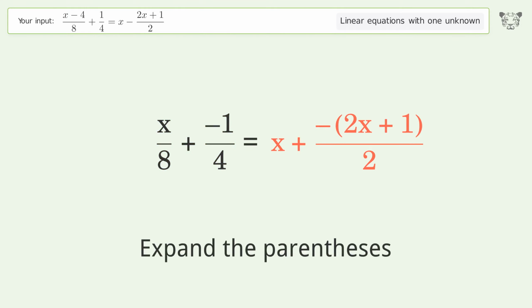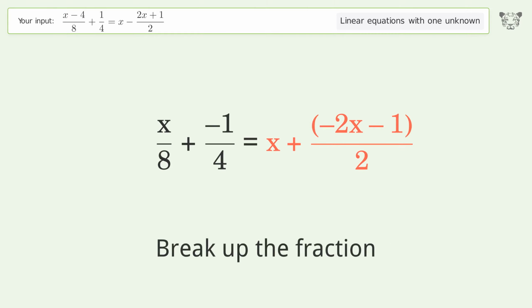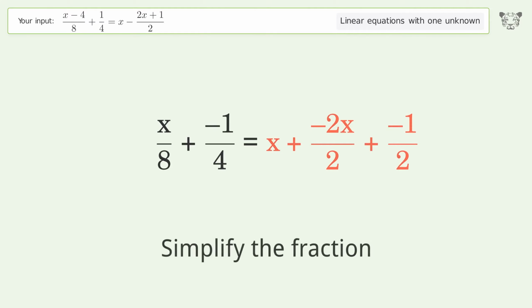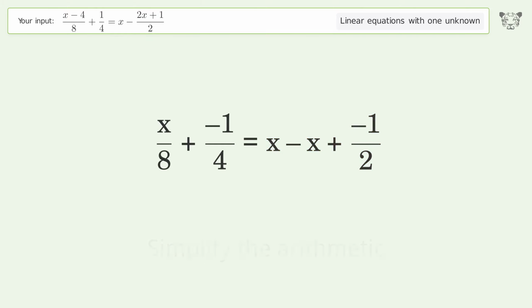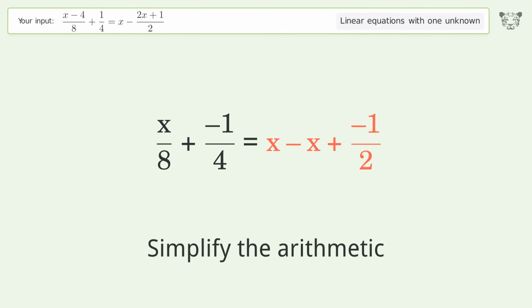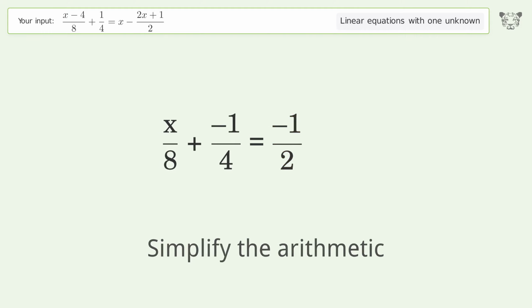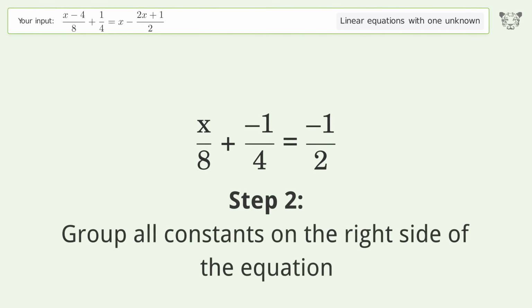Expand the parentheses. Break up the fraction. Simplify the fraction. Simplify the arithmetic. Group all constants on the right side of the equation.